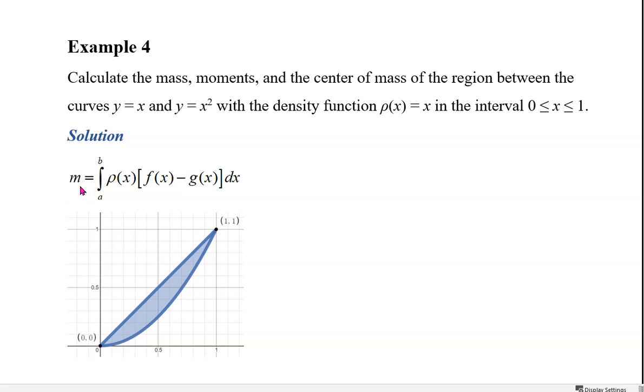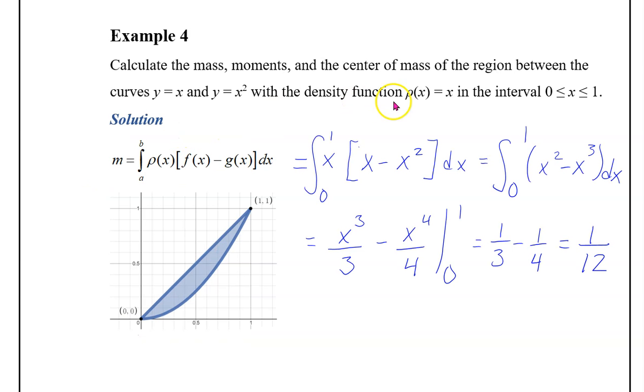First, notice that the formula for the mass is the density rho of x times the difference between the two curves, f of x minus g of x. Let's compute it now. Remember that the density function is given by x, and that is the x that appears here. The x that appears here is the line y equal to x, and the x squared is from the parabola y equal x squared. This gives us density times the difference in the two curves. When you multiply it out and perform the integration, you end up with 1/12. That's the mass for that particular region.